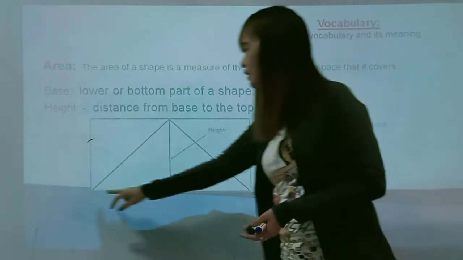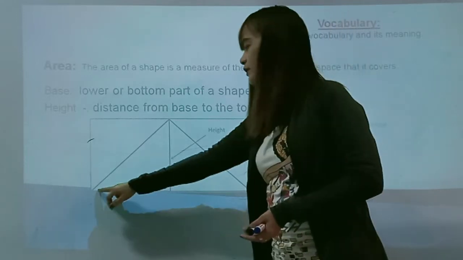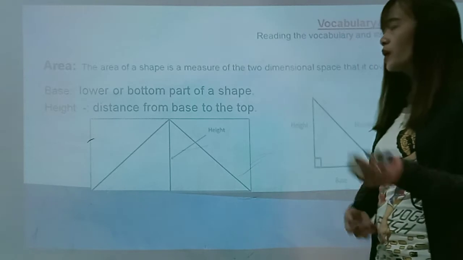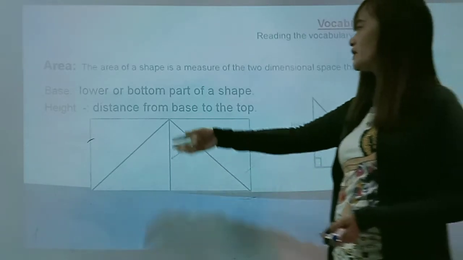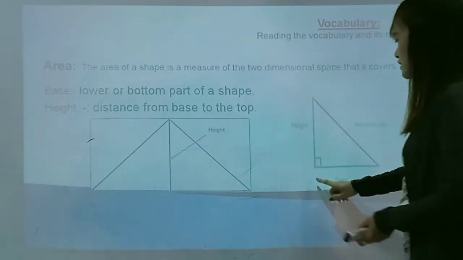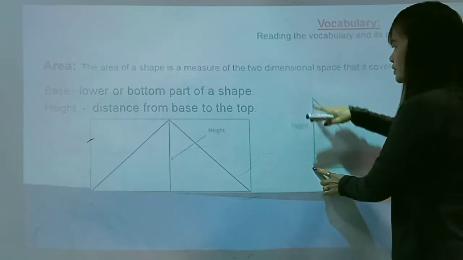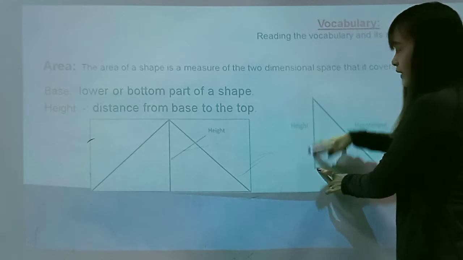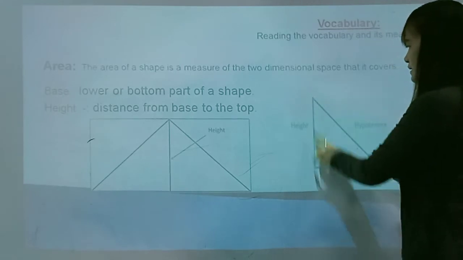Here also, this is the base of the given triangle. And the height is the distance from the base to the top. As you can see, from the base going up to the top, this is what we call the height of the given triangle. Again, this is the height.